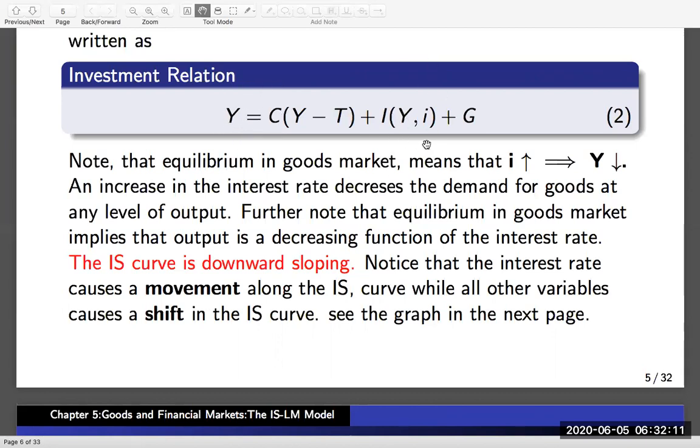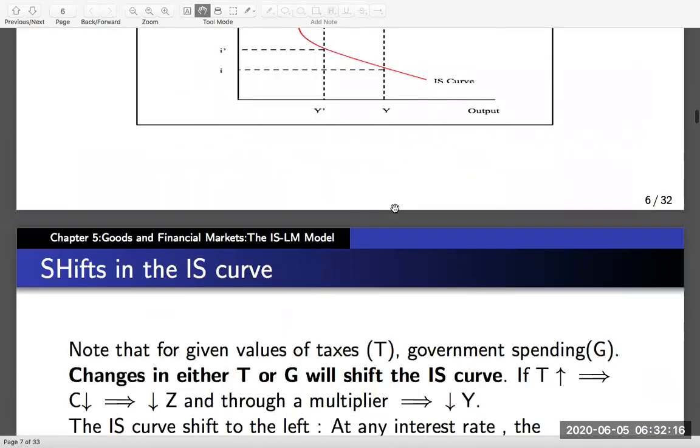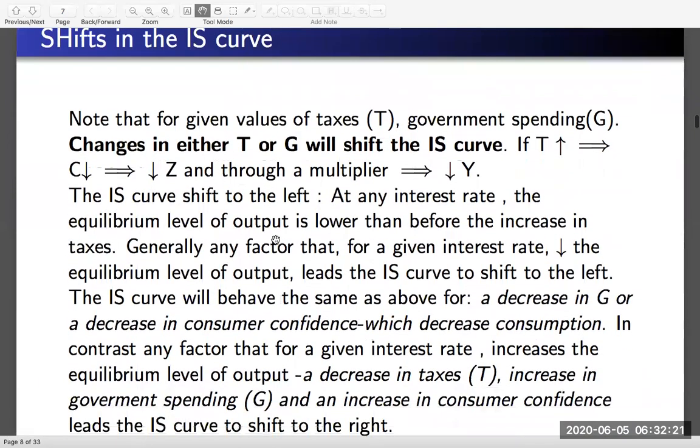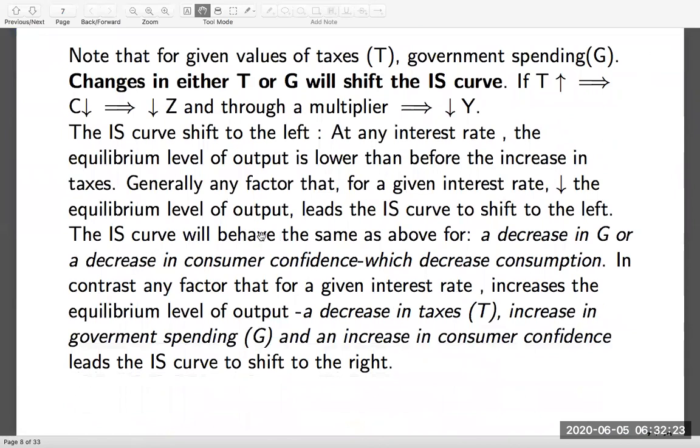It will depend more on how sensitive investment is to interest rate, right? So keep that in mind. So shifting the IS, I've already spoken about this. So the IS curve will behave the same as above for a decrease in government spending. So if you decrease government spending, what will happen? Or a decrease in consumer confidence. If we decrease consumer confidence, we are cutting consumption, and as a result, we are cutting our demand, and as a result, output will decrease, right?